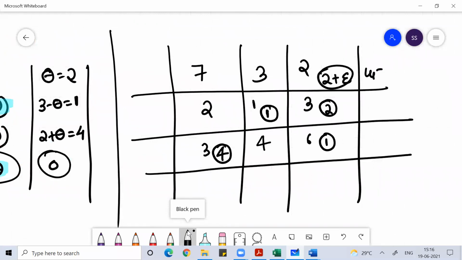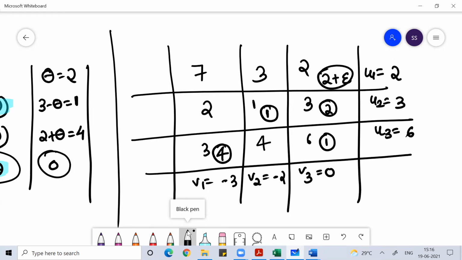Right, this is u1, this is u2, this is u3, this is v1, this is v2, this is v3. Put this 0, this becomes 2, this becomes 3, this becomes 6. Okay, apply the formula: Cij is equal to ui plus vj. Then this becomes minus 2, this becomes minus 2. This will become 3 minus 6, minus 3.